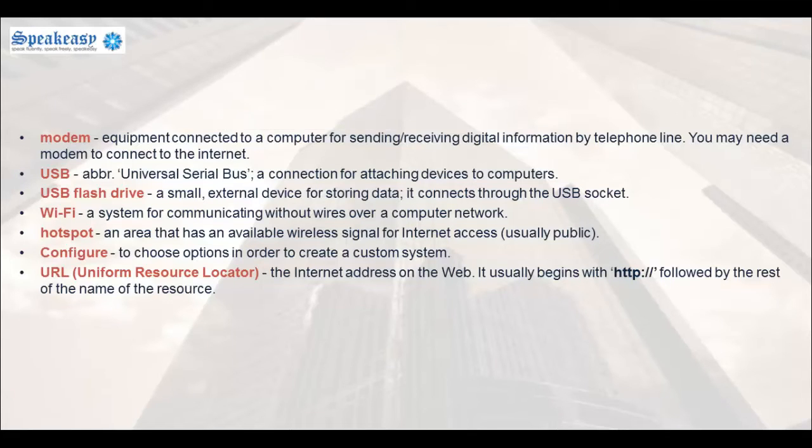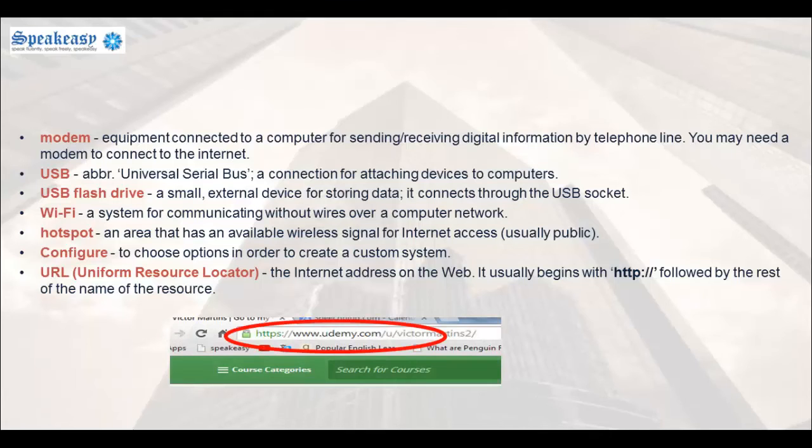Wi-Fi. A system for communicating without wires over a computer network. Hotspot. An area that has an available wireless signal for internet access, usually public. Configure. To choose options in order to create a custom system. URL. Uniform Resource Locator. The internet address on the web. It usually begins with http:// followed by the rest of the name of the resource.